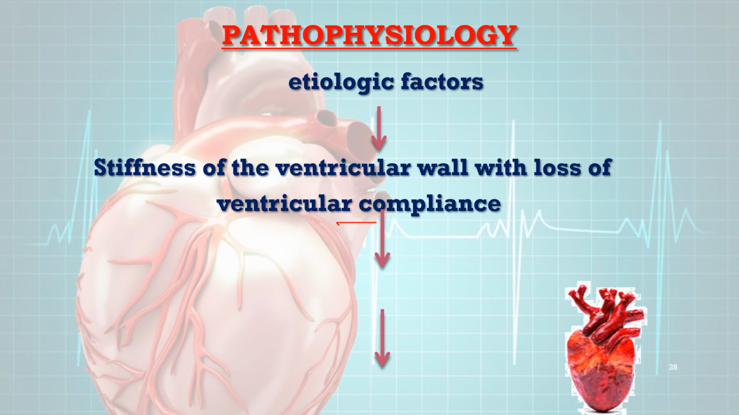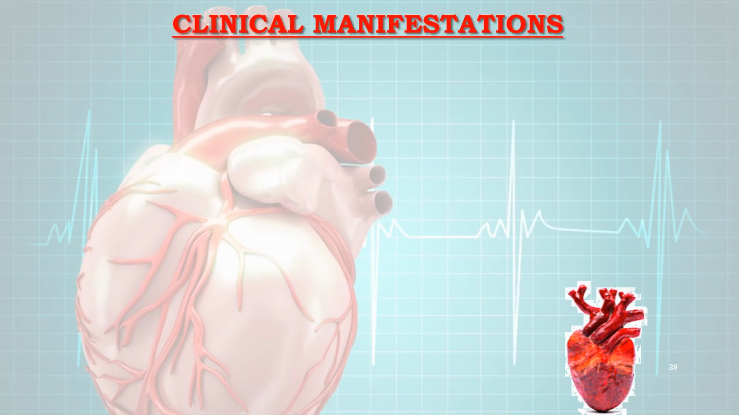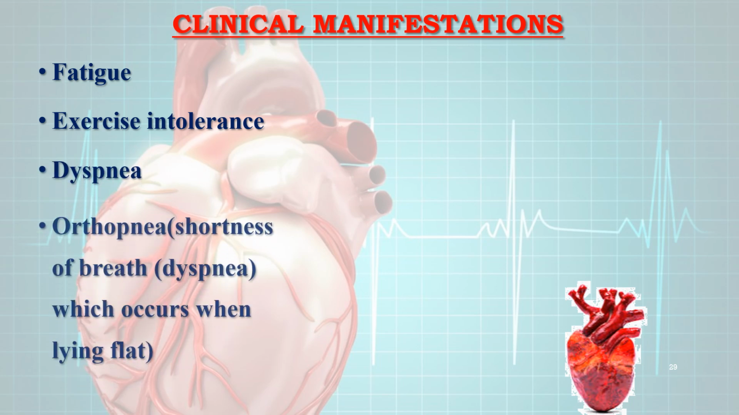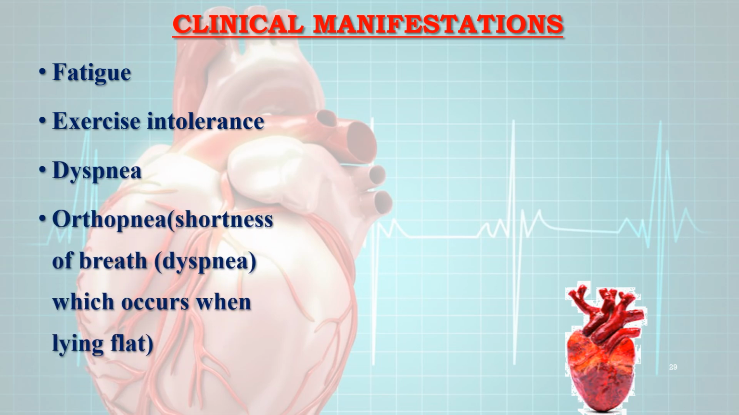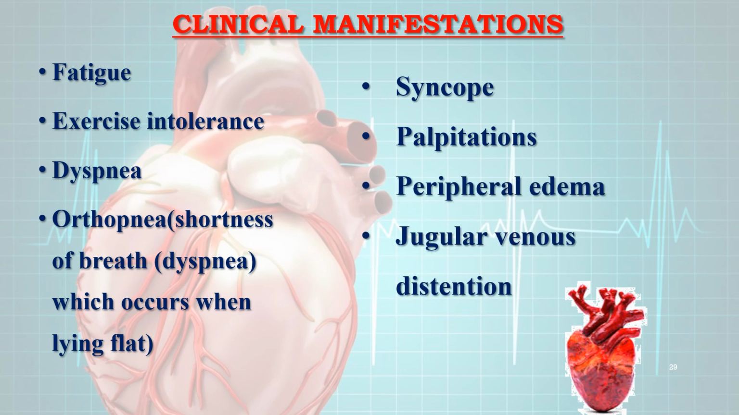The normal ventricular function is systole as well as diastole. So because of that, what happens? Ventricles become resistant to filling. There is less space, and the ventricles will not get adequate blood. That leads to decreased cardiac output. So the clinical features include fatigue, exercise intolerance, dyspnea, orthopnea, that is shortness of breath which occurs when lying flat, and syncope, palpitation, peripheral edema, jugular vein distension.